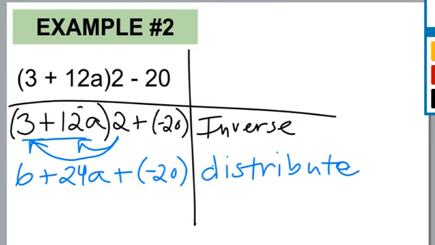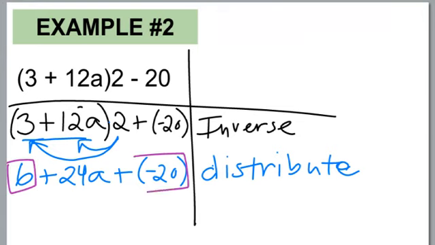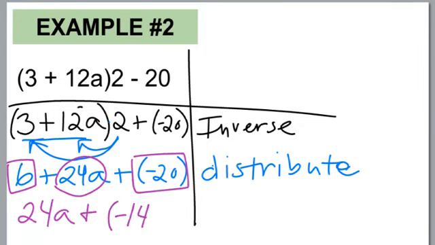I have all addition, so now I can combine like terms because that's what we do when we add. I'll put a rectangle around my constants, put a circle around my variable. If you would like to add a step where you commute, you can do that. Or you can just go straight to 24a plus negative 14 because we combined like terms.